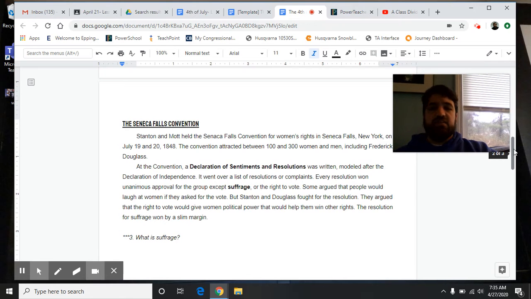So they held something called the Seneca Falls Convention in 1848 in upstate New York in Seneca Falls. And there they wrote something called the Declaration of Sentiments and Resolutions, which is modeled after the Declaration of Independence.